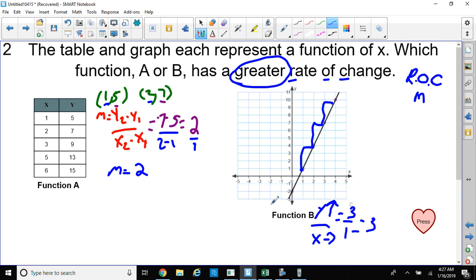So now that we have our slopes, or rates of change, all we have to do is see which one's bigger, 2 or 3, and if you say 3, function B will be the answer. So our greater rate of change will be function B.